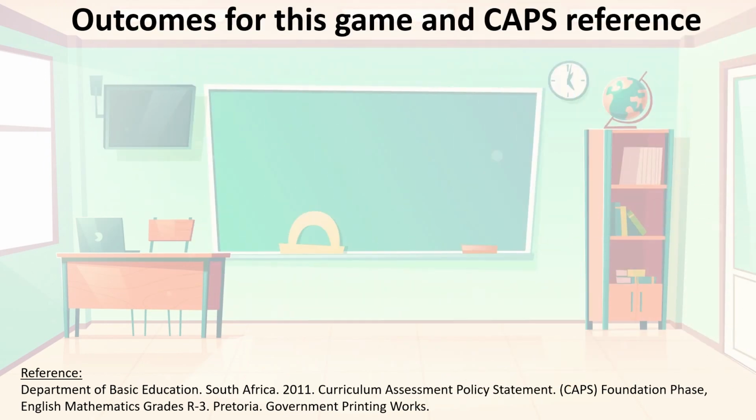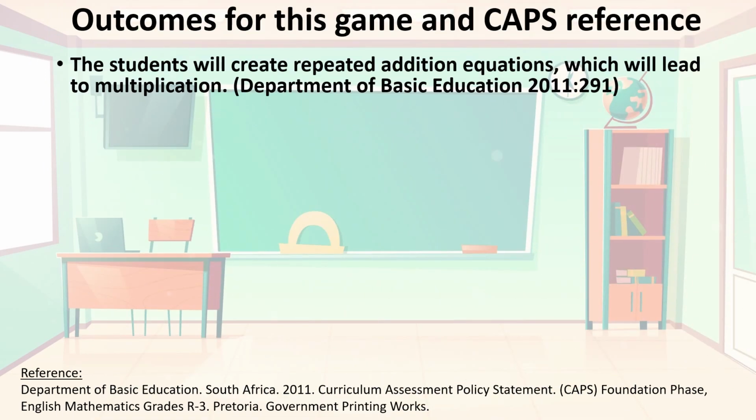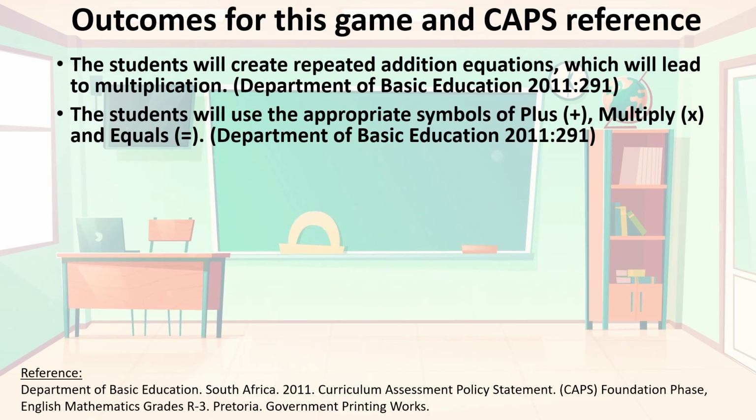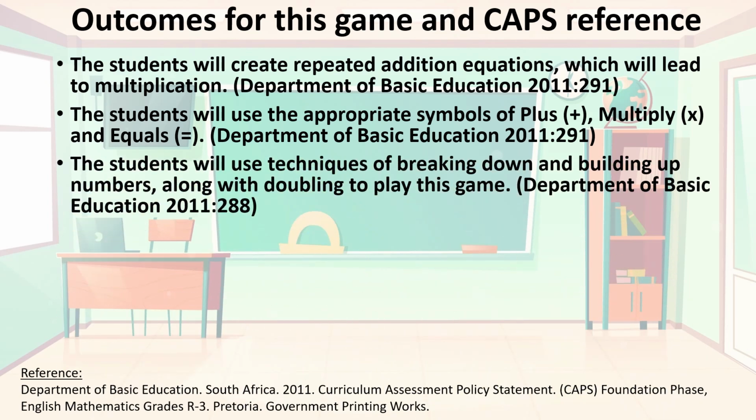Outcomes for this game could include: students will create repeated addition equations which will lead to multiplication. The students will use the appropriate symbols of plus, multiply, and equals. The students will use techniques of breaking down and building up numbers along with doubling to play this game.